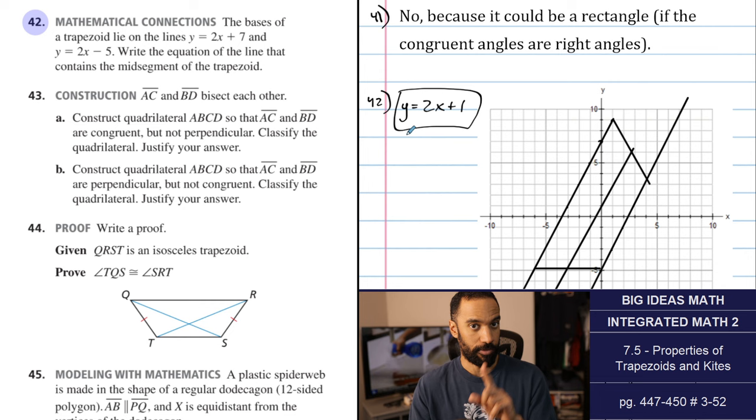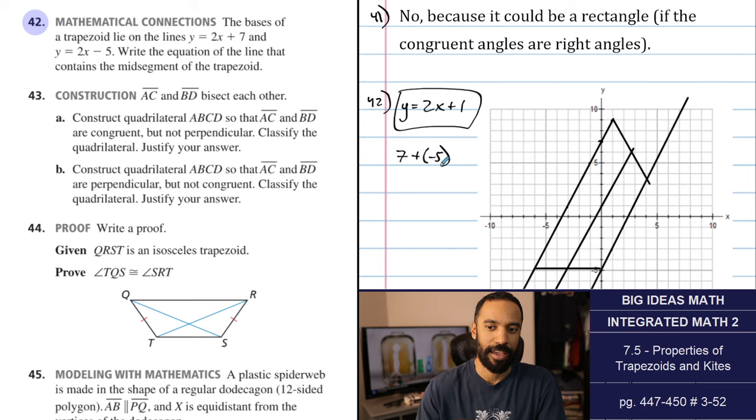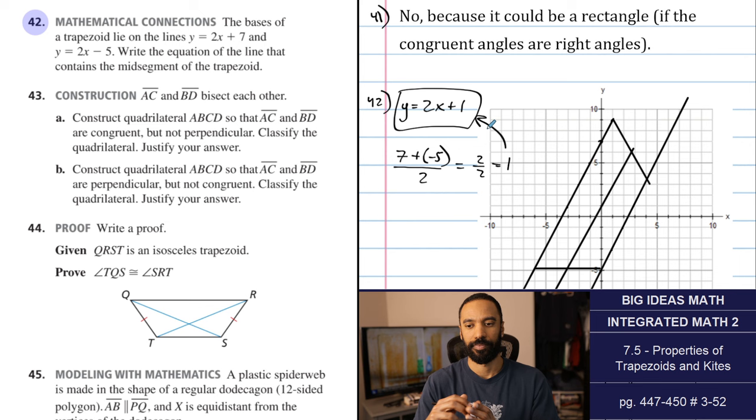It's got to be the same slope, first of all. But 5 or 7 plus negative 5 divided by 2. I'm averaging those. Right there. And the slope is 2. They don't ask me to explain, but that's what I'm going to say for that one.